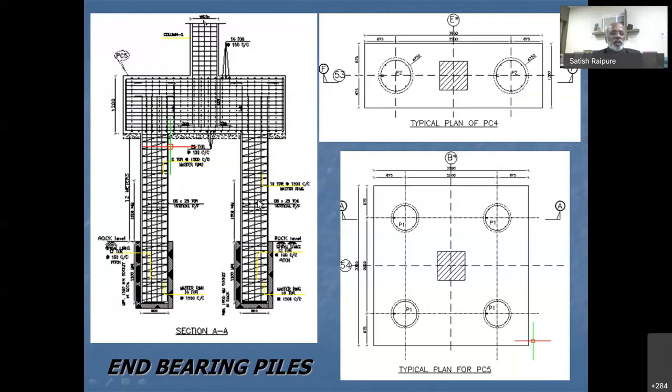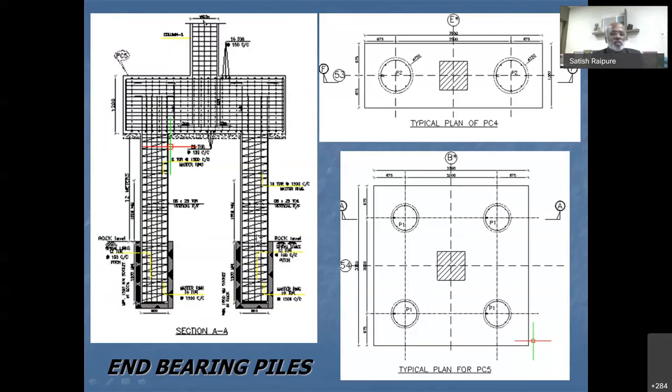This is a typical detail of end bearing piles. You can see this is the rock level and the pile is embedded 2 times the diameter. This is a 600 mm dia pile, and we had embedded at least 1200 mm in the rock, and the pile cap is provided.